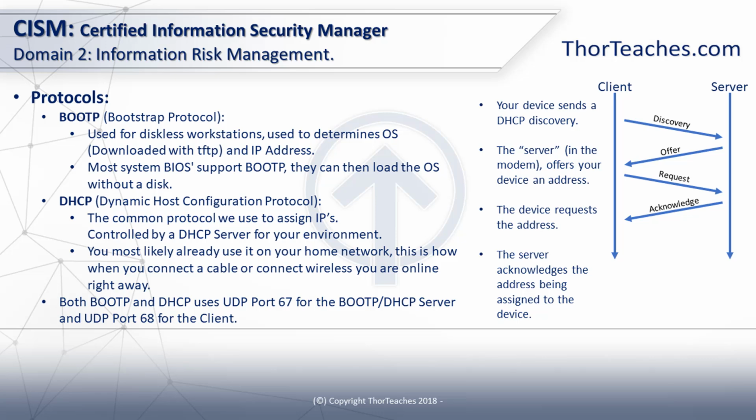Both BootP and DHCP uses UDP port 67 for the server and UDP port 68 for the client. And also for the exam, I would know how a DHCP discovery would work. If you look at the graph over here on the right, the client sends a discovery saying, hey, I would like an IP address. The server then sends an offer, hey, here's your new IP address. The client replies back, thank you, I will take it. And the server acknowledges that IP address is now assigned to you. Again, oversimplified, but this is what you need to know.